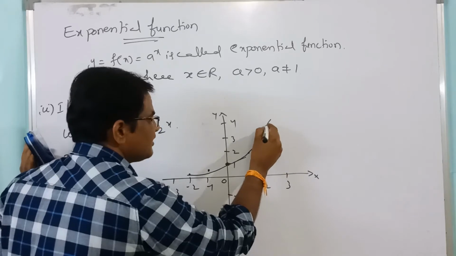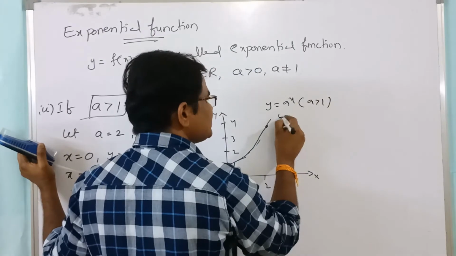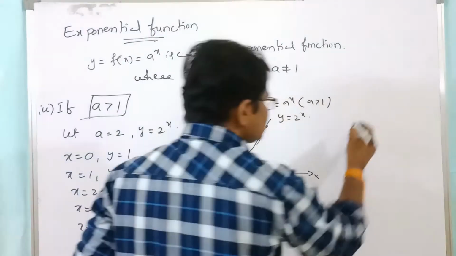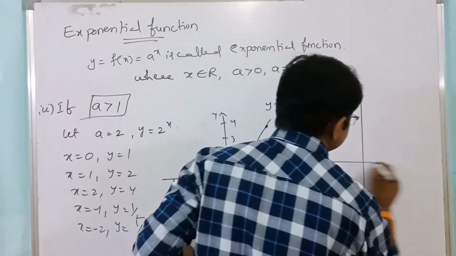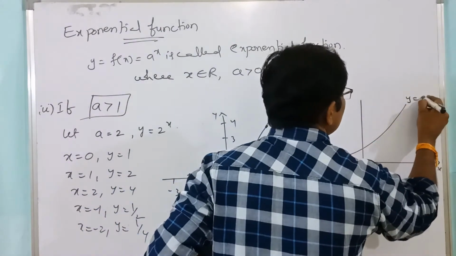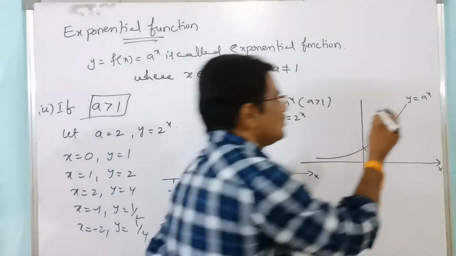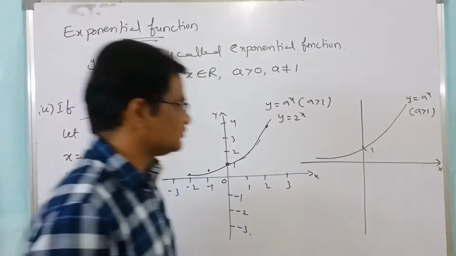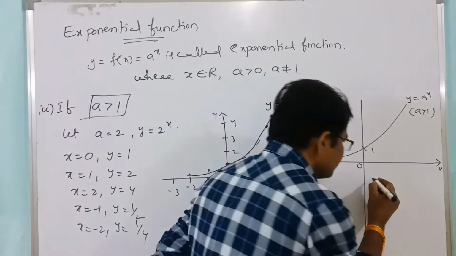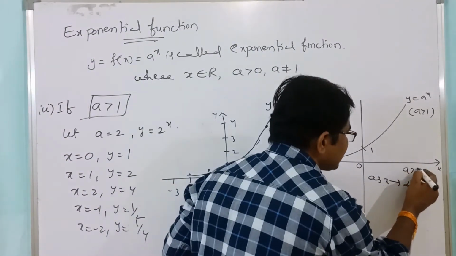This is the graph of y equal to a power x whenever a is greater than 1, that is, y equal to 2 power x. If you generalize this graph, you will get it like this. So y equal to a power x intersects the y-axis at 1. So this is y equal to a power x whenever a is greater than 1. Here is 0. In this one also, observe the condition whenever x approaches infinity, for a greater than 1.